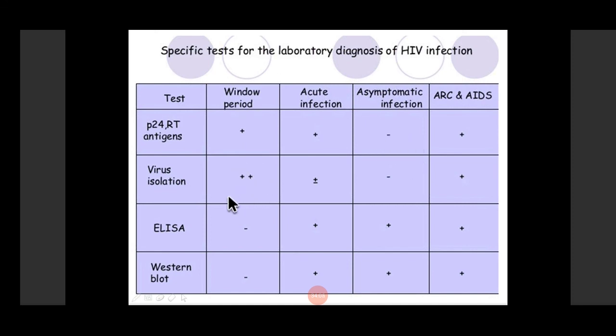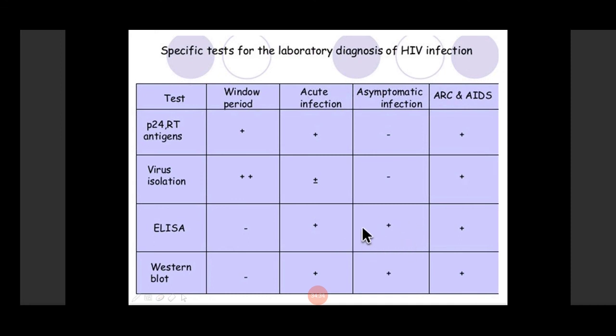Virus isolation is again positive in the window period. Acute infection may be present, but during asymptomatic infection, because of the low load, sometimes it can be missed. Obviously, in full-blown AIDS, it is present. ELISA for P24 antigen and RT antigen is negative in the window period, but they are present in the acute infection and also in the asymptomatic infection.